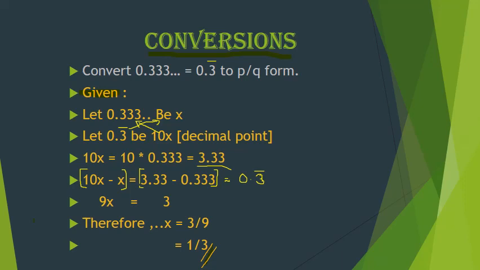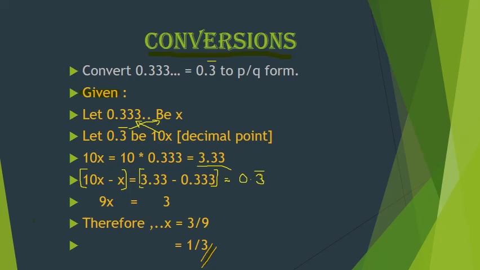minus 0.33. Now if we observe these decimals, next to the decimal point we have the same number which gets repeated, that is 3. Now if I cancel 3 on both sides, I get only 3 minus 0 remaining. So if I find the difference of these two numbers, I get the difference as 3.